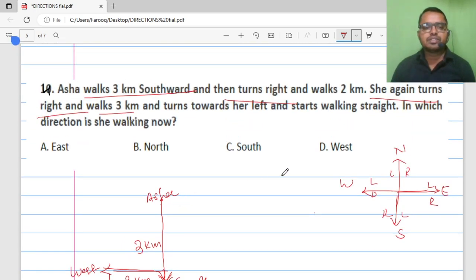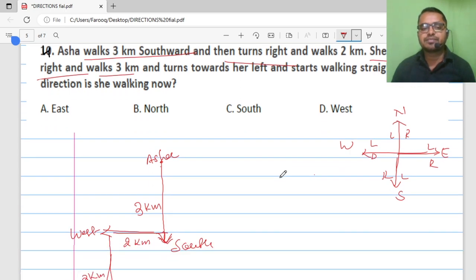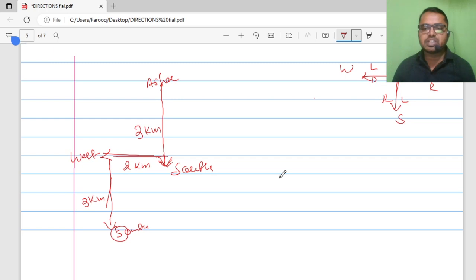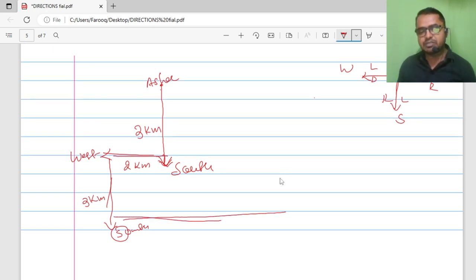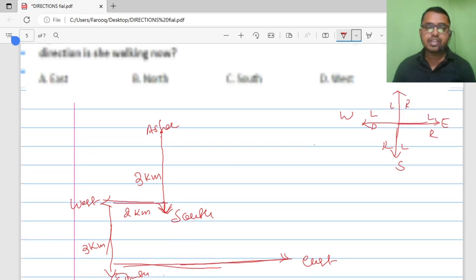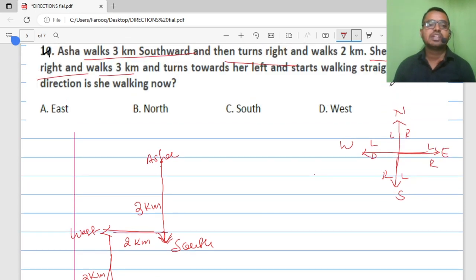She turns towards her left and starts walking straight. And finally she takes the left turn from the south, which means she starts walking in this way. This is the east direction, we can say. East or west direction? See here in which direction she is walking now.